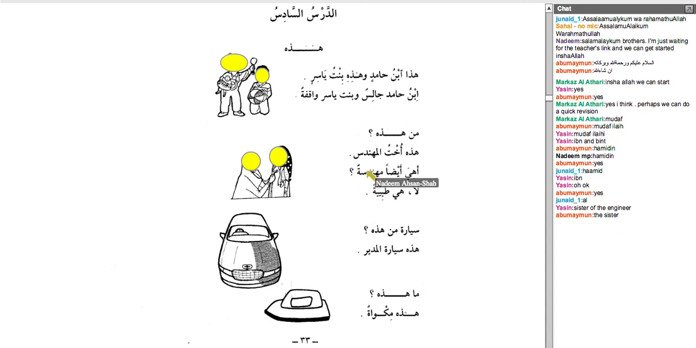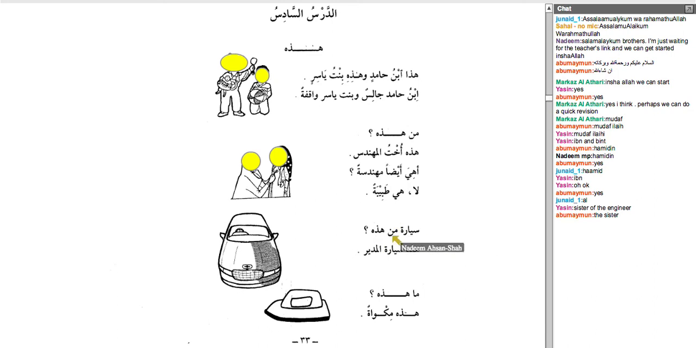Why مهندسة? Obviously because the discussion is about هي, and هي is referring to the أخت. أهي أيضا مهندسة, is she also an engineer? Answer: لا. الجواب, لا, هي طبيبة. طبيبة. In الدرس الأول you had طبيب. In الدرس السادس you have the feminine طبيبة.